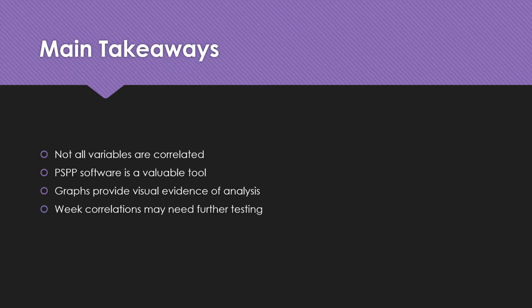So let's look at some main takeaways from our correlational testing. I think it's important to note that even though we have a number of variables in our data set, not all variables are correlated. And for that matter, some, even though they are correlated, are weakly correlated. So that's an important note here, is that not all data points are going to be correlated.